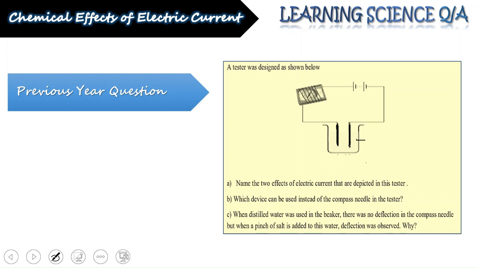Part C says when distilled water was used in the beaker, there was no deflection in the compass needle, while when a pinch of salt was added to this water, deflection was observed. The reason behind it is very simple: the salt makes the distilled water more conducting. We have already discussed that distilled water is not very conducting. In fact, it is a poor conductor. So upon adding a pinch of salt, we add ions that can dissociate when they are in a dissolved state.